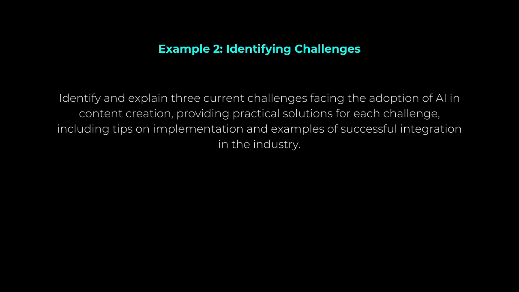And we're done. As you can see, Mixtral on top of Groq is extremely fast. So worth checking out. For this next example, we're going to use one to help us identify challenges that maybe your prospects or your customers face, and how you can use a prompt to identify that with very clear instructions. So the prompt on this is identify and explain three current challenges facing the adoption of AI in content creation, providing practical solutions for each challenge, including tips on implementation and examples of successful integration in the industry.